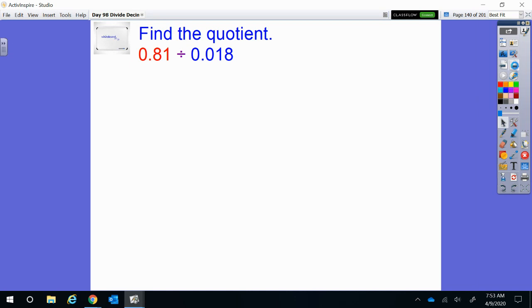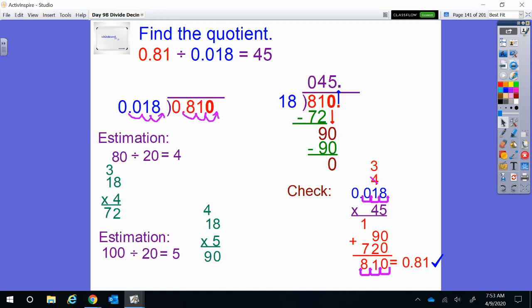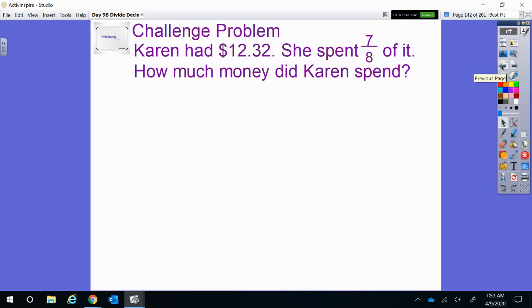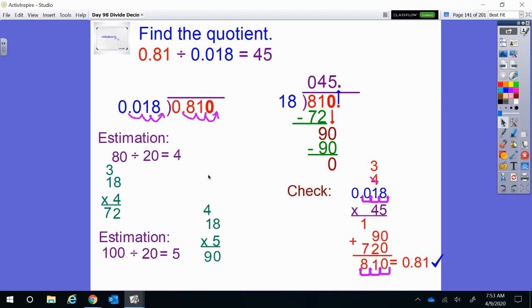All right, here we are back again. Oh, sorry, let's back up. There's the work. I'm not going to talk all the way through the work on this one. Just watch what we did. First, there's the dividend, there's the divisor, move it, move it, move it. So we have 18. You have to make this a whole number. How far do you have to move the decimal point to make it a whole number?